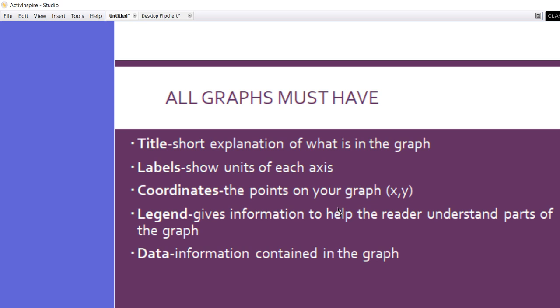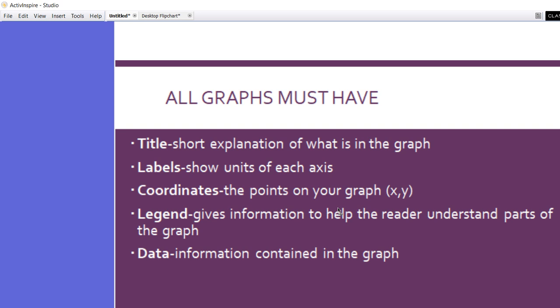And finally, the data is basically all of the information included in the graph. So if you're measuring bagels sold throughout the week, it's every single day the number of bagels sold, and all of that information together would be considered the data.